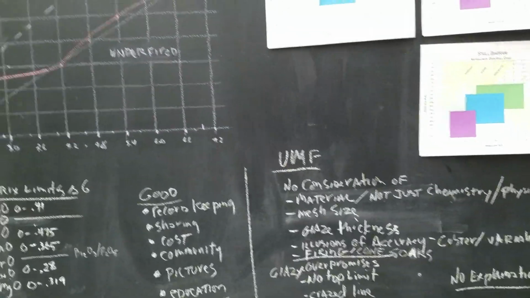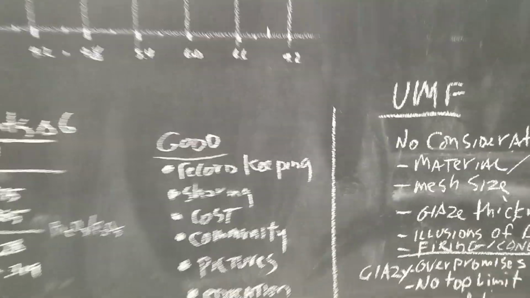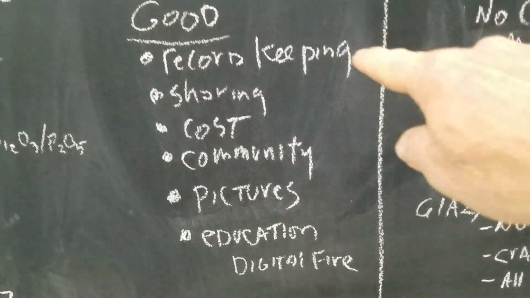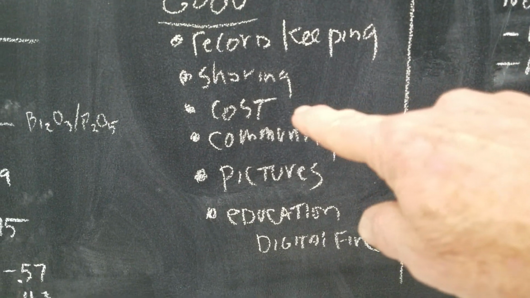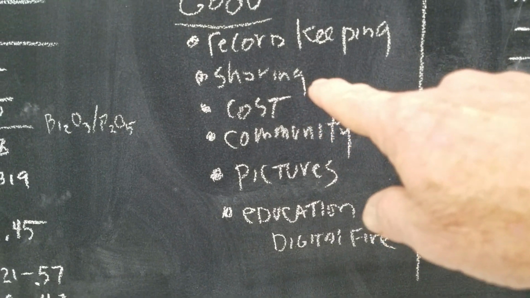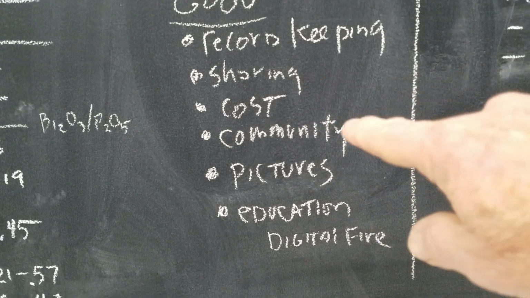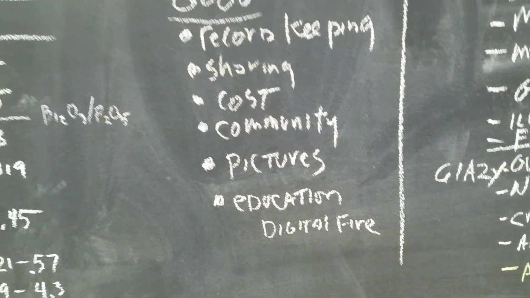All right, so now let me say this. Here are the good things about software. It's great for record keeping. It's great for sharing recipes. It's cheap. Even Tony Hansen's is super cheap. I don't know if it's like $20 a year or something. You can establish a community in Glazy. Glazy is an awesome site.